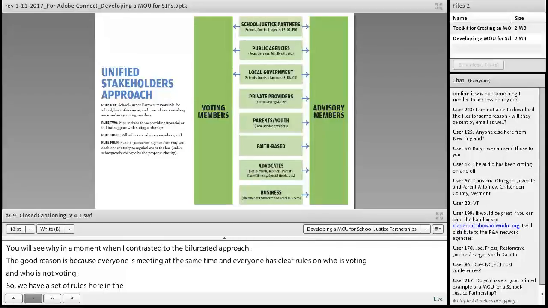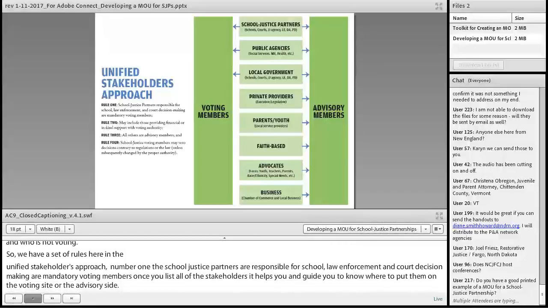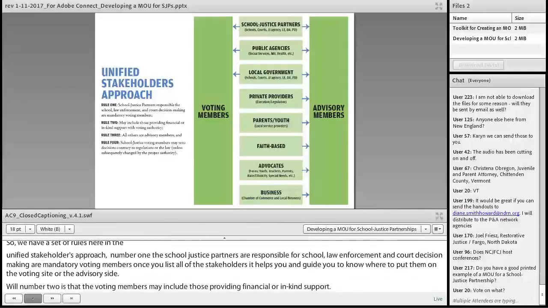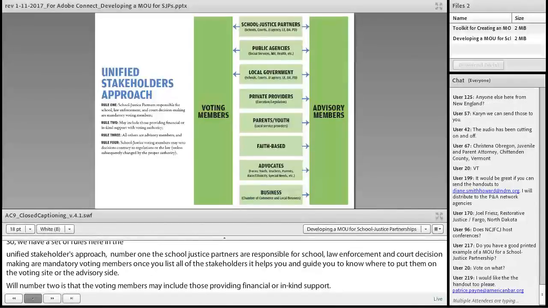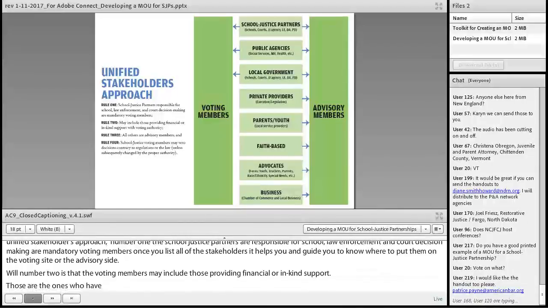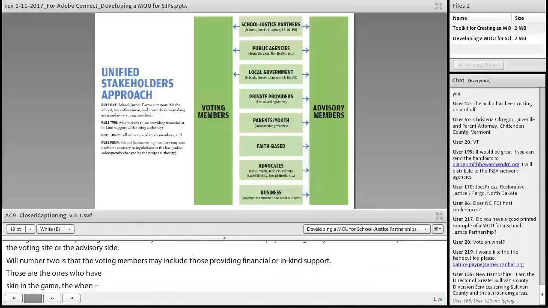Now, rule two is that the voting members may include those providing financial or in-kind support. Those are the ones who have skin in the game, that the group wants to have skin in the game, and because they have skin in the game, they've kind of earned the right to vote, because there's some accountability there because of what they're providing. Rule three is all others are advisory members, so it makes it very simple. Everyone else goes over there.